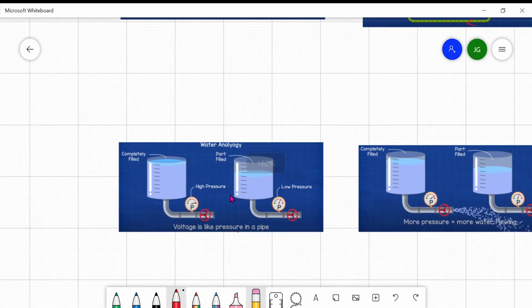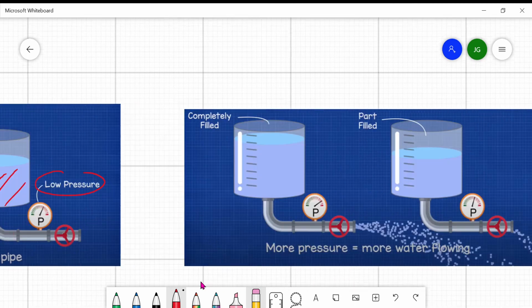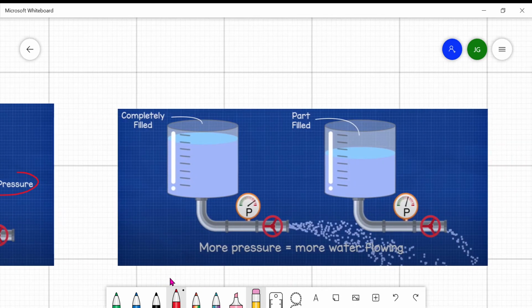To simplify this analogy, we'll use water. Assume that we have two beakers, one of them is totally filled and the other is partially. The first one will show high pressure, the other will show low pressure. Once we increase the pressure, more water will flow. So once we increase the voltage, more current can flow.